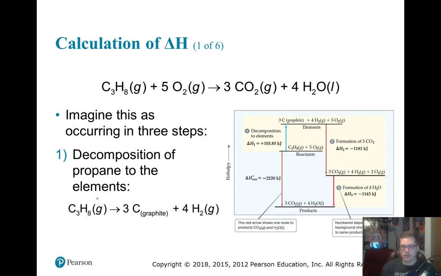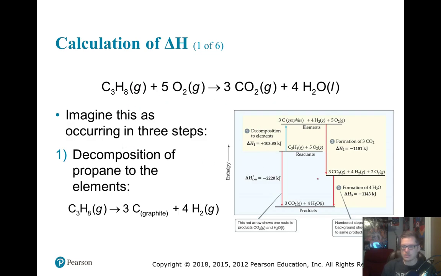Okay, so calculation of delta H. We've talked about several different ways of calculating delta H. In the past, we've done calorimetry, we've talked about Hess's Law. So let's talk about delta H of formation. So let's assume, this is just the combustion reaction of propane, C3H8 plus 5 O2, and we get this here.